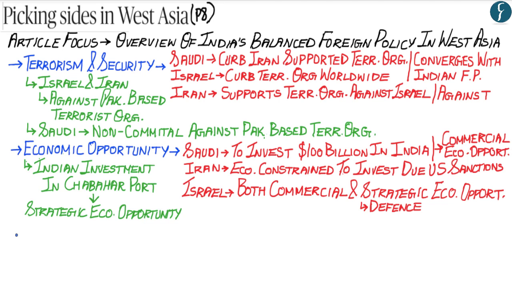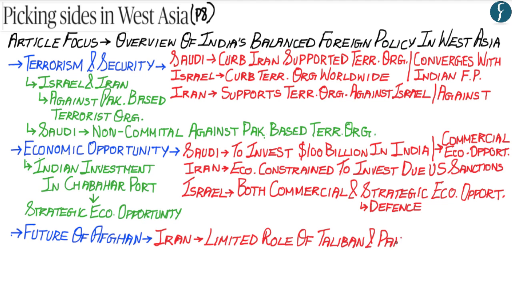Now, the last main national interest that the article talked about, with regards to India's balanced approach with three major powers within West Asia, being Saudi Arabia, Israel, and Iran, is of the future of Afghanistan. Now, what is being seen is that Iran's policy within Afghanistan has converged with the foreign policy of India, whereby both the countries, Iran and India, look for a limited role of Taliban and of Pakistan within the future of Afghanistan. While what is being seen with Saudi Arabia is that it has been supportive of Pakistan's role within Afghanistan, whereby what Saudi Arabia wants is a decreased role of Iran within Afghanistan. And for this decreased role of Iran within Afghanistan, Saudi Arabia has been supporting the increased role of Pakistan and of Taliban within the future of Afghanistan.